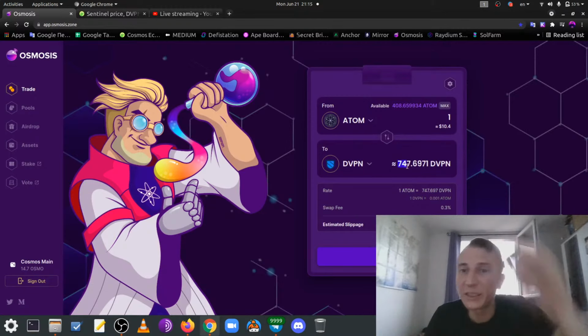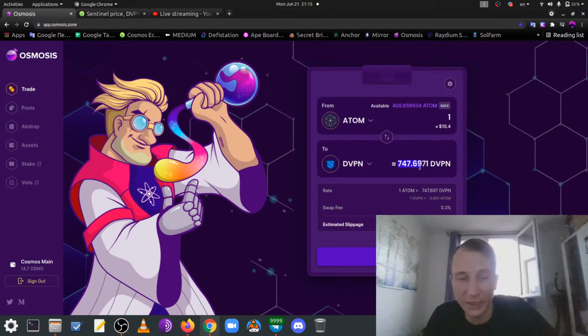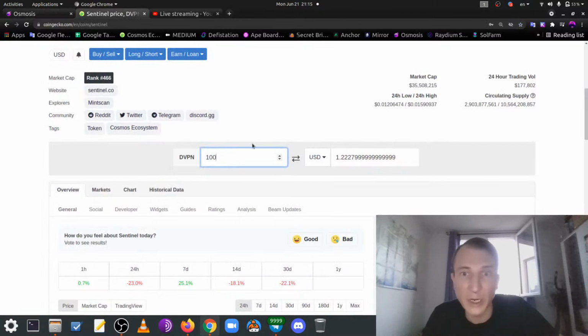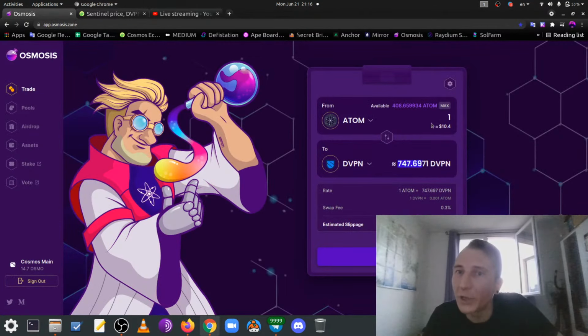I will buy Atom for 74789 DVPNs, and the market price of this is only 9.14. So I will spend $9.14 in DVPN to buy one Atom that costs $10.